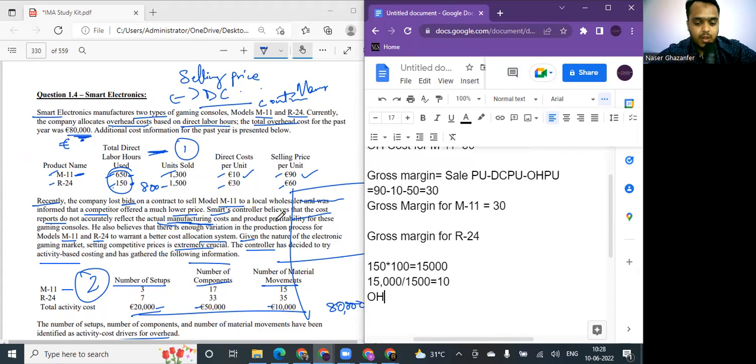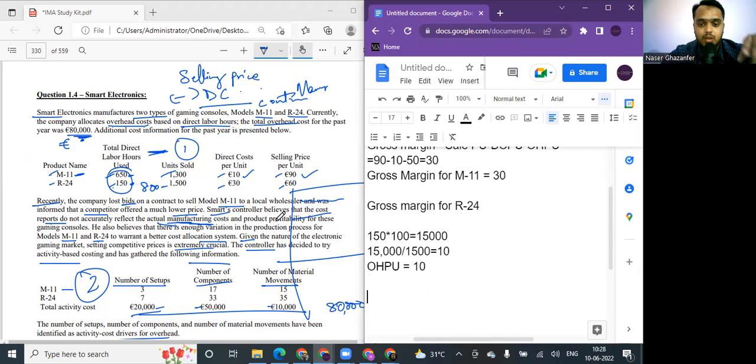So overhead per unit is equal to 10. Now overhead per unit for R24 is 10. Next, what do I have to do? I've got my overhead cost. I have to do the same: 60 minus my direct cost, which is 30, minus my overhead cost, which I just calculated, is 10. So my gross margin will be 60 minus 40, which is equal to 20.